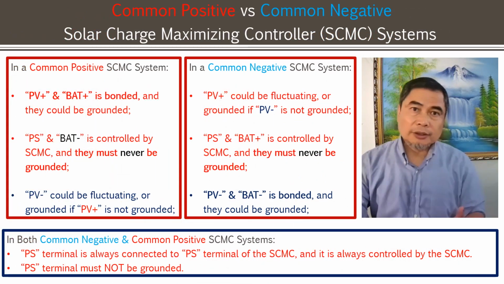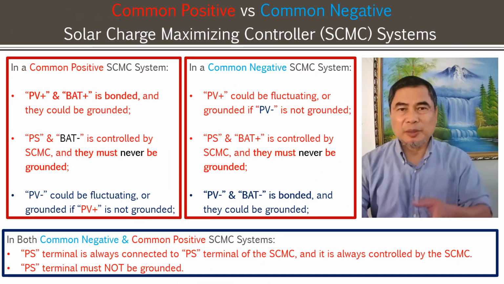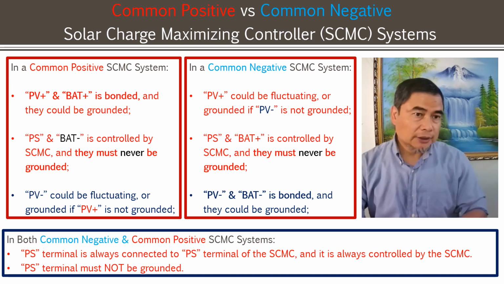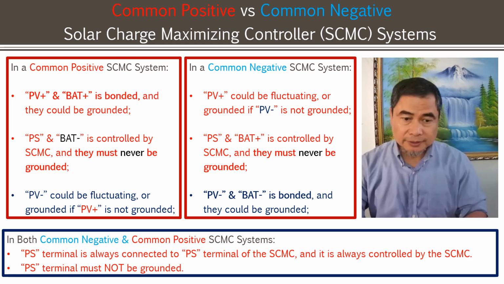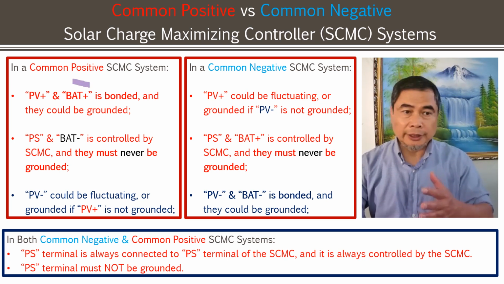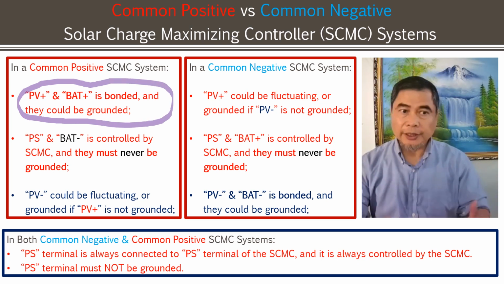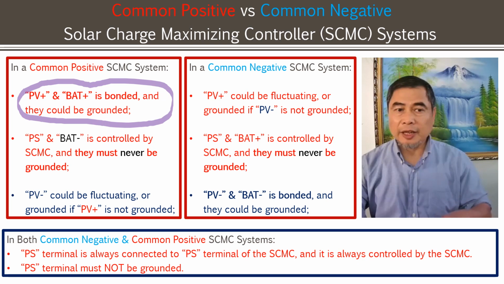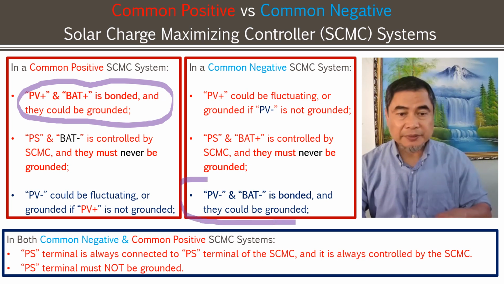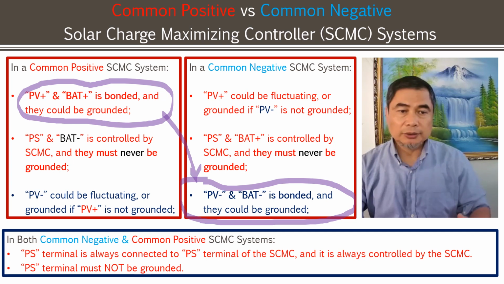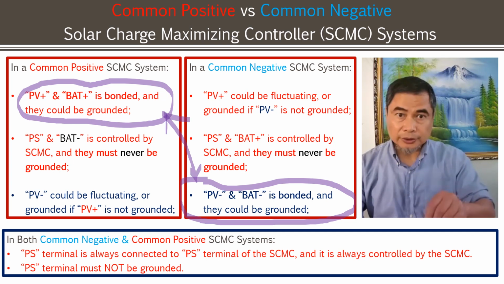This slide here only gives you a summary of what we just learned from the previous two slides. For a common positive system, PV positive and battery positive are bonded, physically connected inside the MPPT solar charge controller. For a common negative design, PV negative and battery negative are bonded, physically connected inside the solar charge controller. So this is what we learned, and it is summarized here.